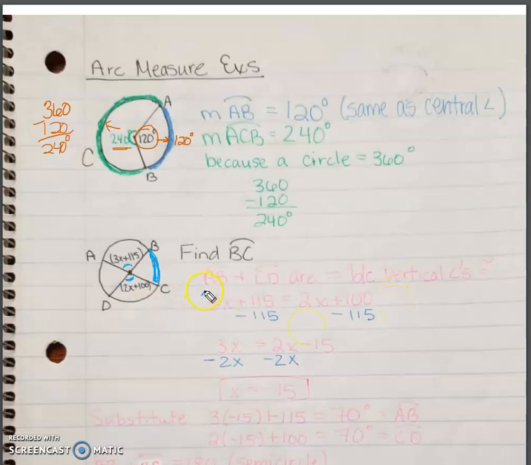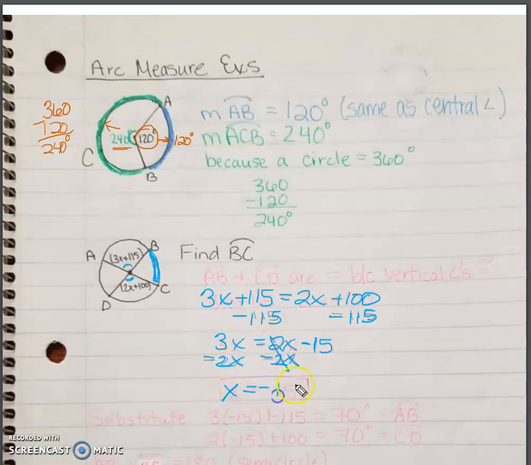So I'll write that a little bit better because the pink is a little hard to see. 3x plus 115 equals 2x plus 100. And here we would subtract 115 from both sides. And we get 3x left over here equals 2x. And then 100 minus 115 gives me a negative 15 left over. I'm going to move the 2x over. Okay, that cancels out, and my x is equal to negative 15.